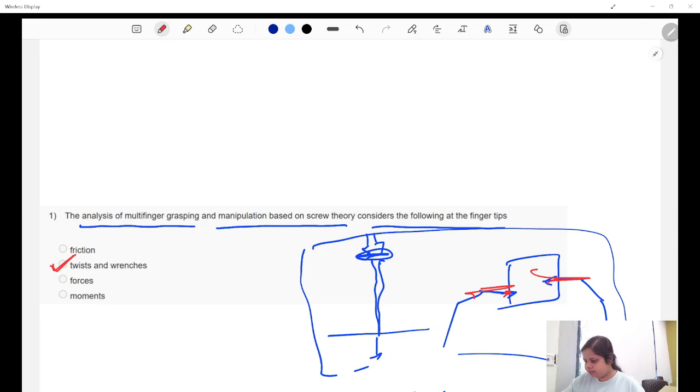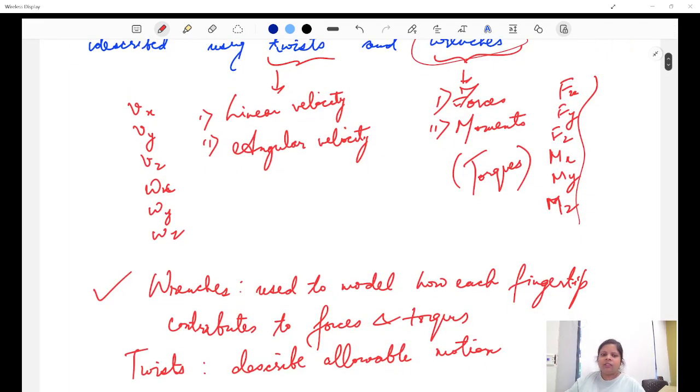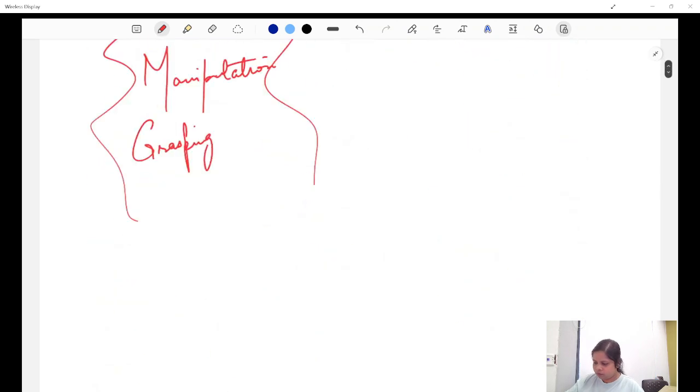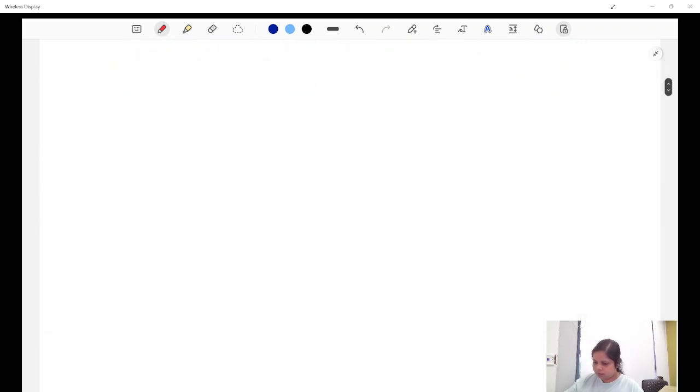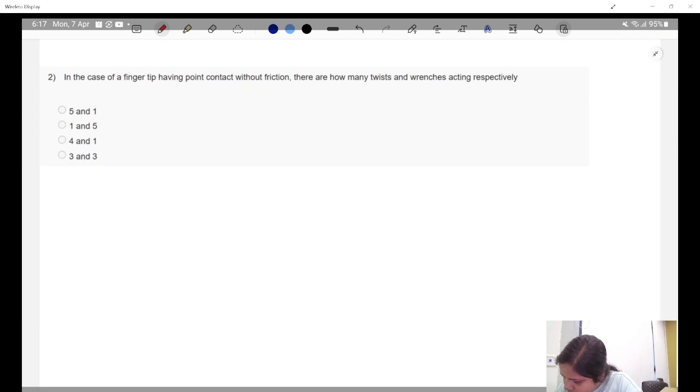Okay, I hope this is conceptually clear. If it is, then let's move to the next one. Let me increase the brightness.